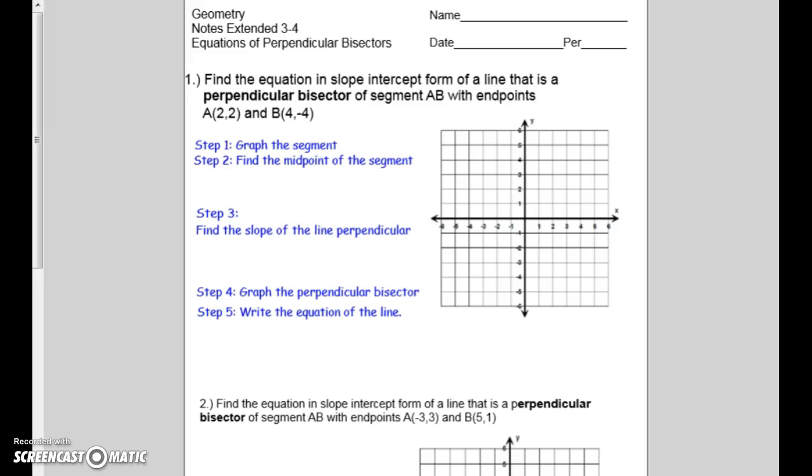Okay, so again, the stuff that I'm teaching you today is not new. It's all stuff that we've seen. We're just now pushing it together in a format that looks different. Is that okay? So somebody tell me, what does the word bisector mean?